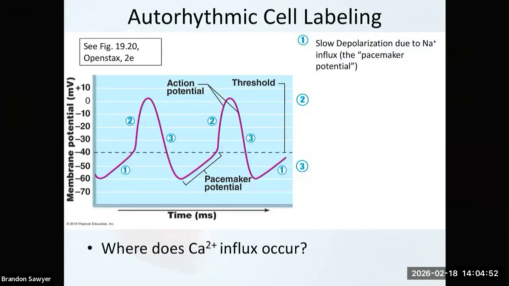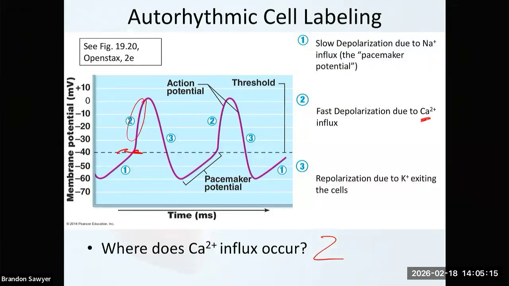Yeah, so we see the slow depolarization due to sodium influx in 1, and this is just the part that happens naturally, right? There's nothing that caused that, and then it hits that threshold there, right? And then that threshold is what activates the calcium channels, and that's what leads to that part there. All right, so number 2 is where calcium influx occurs. And then 3 is that repolarization that happens via potassium.